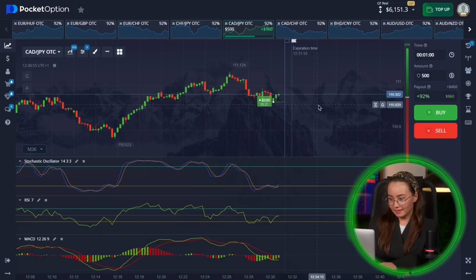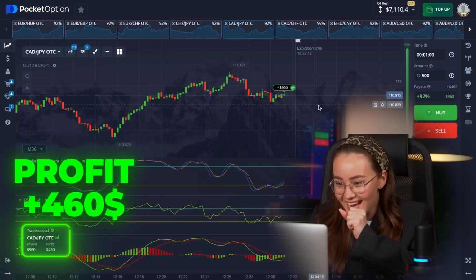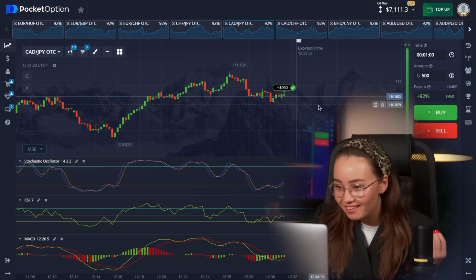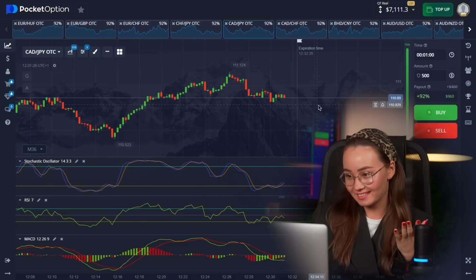Yes, we nailed the trend. The price has stopped. Please don't drop. Just don't drop. Yes, it's gone up. And 2 seconds. Yes! Perfect! We earned $2,000 already from just 3 tiny trades.